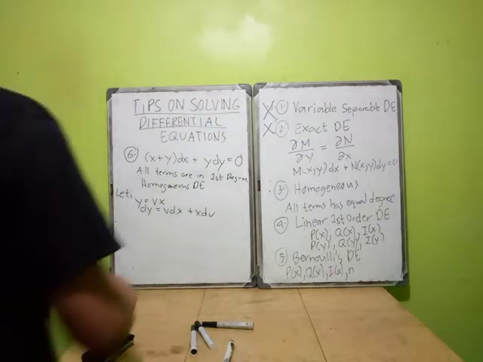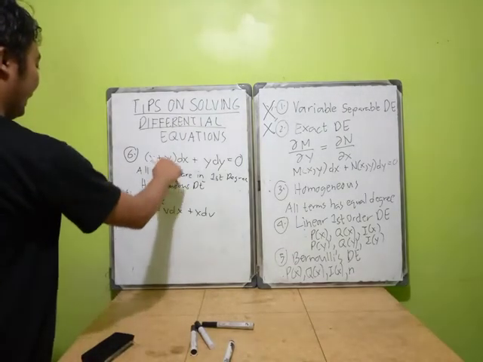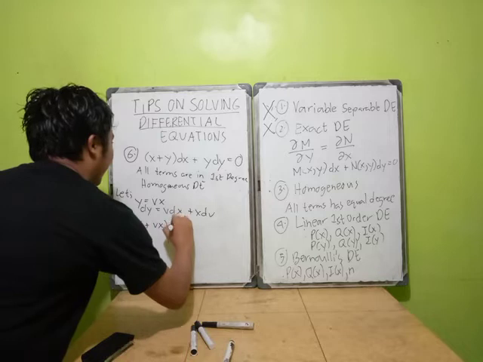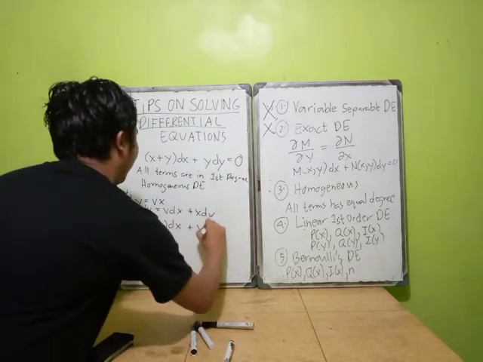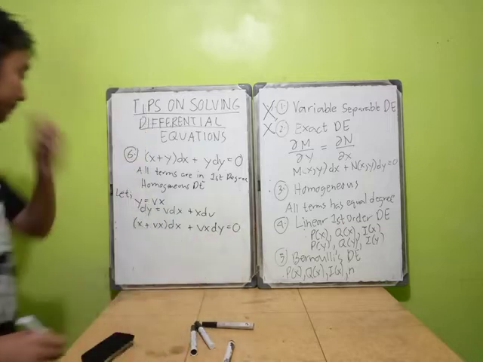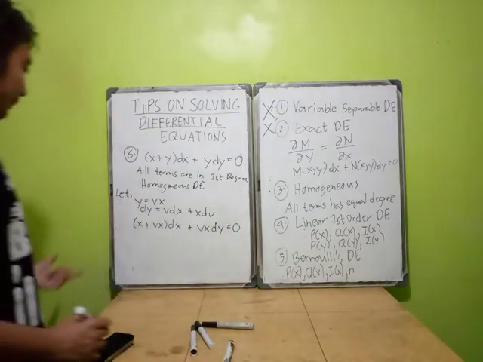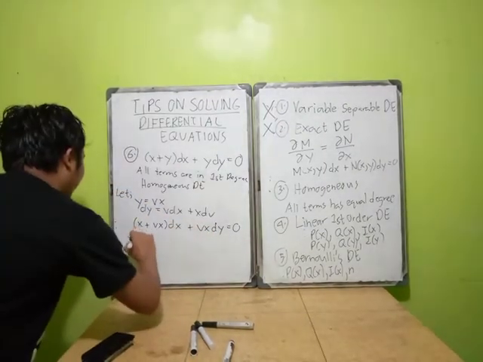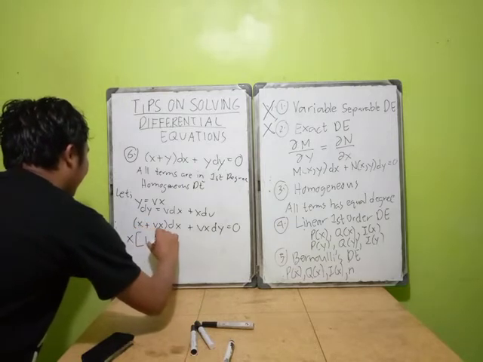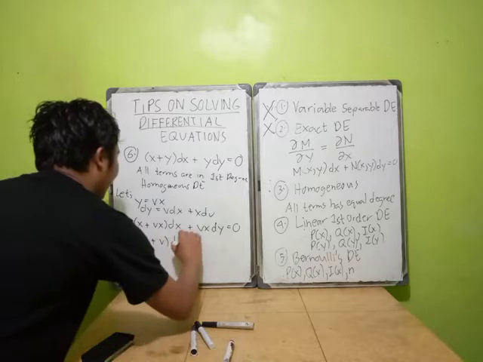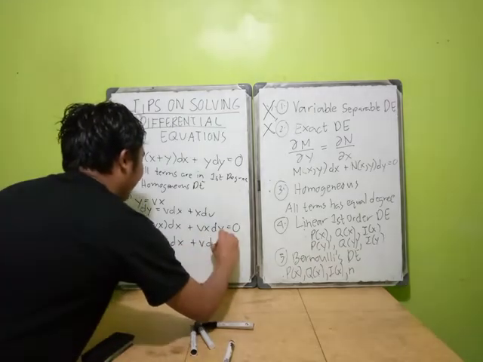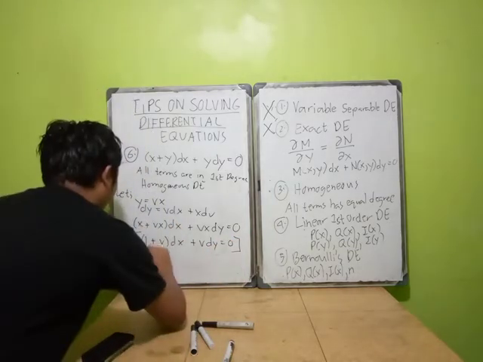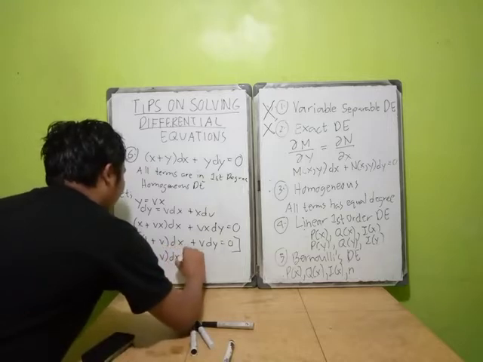Okay, so substitute natin si y, gawin natin vx. So magiging x plus vx dx plus vx dy is equal to 0. Okay, so therefore, may commonality siya lahat na x. So pwede nating i-factor out si x at tanggalin. So magiging 1 plus v dx na siya plus v dy equal 0. Okay?